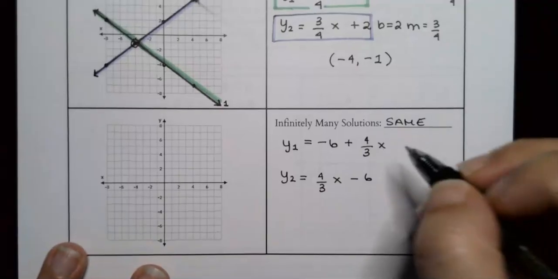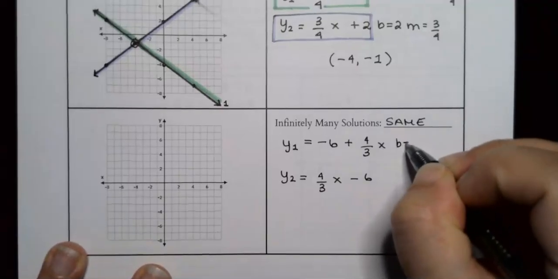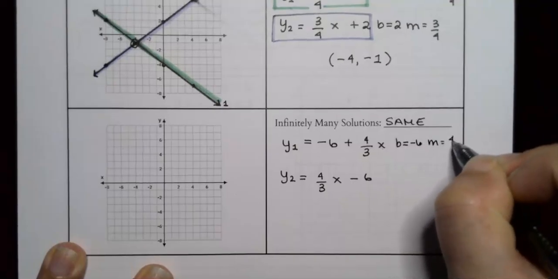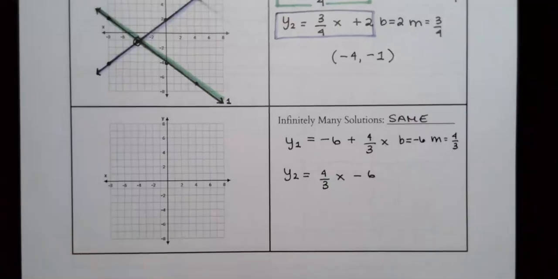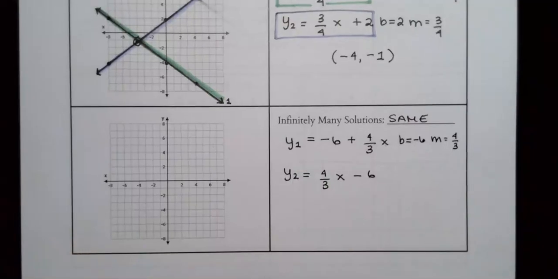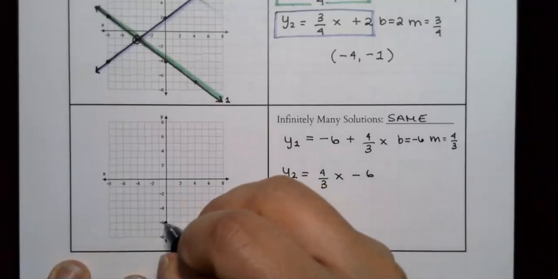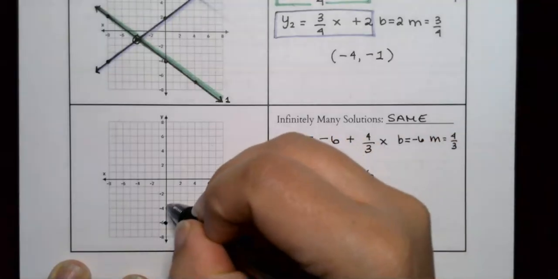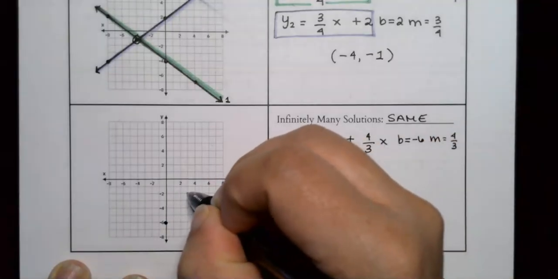So for this one, let's go ahead and graph it out. We have b is equal to negative 6, and our slope is going to be 4 over 3. So let's go ahead and graph line 1. Notice that I labeled it, and I'm going to either label or color code or both. So from here, let's start at negative 6. We're going to go up 4 and to the right 3. So 1, 2, 3, 4, 1, 2, 3.